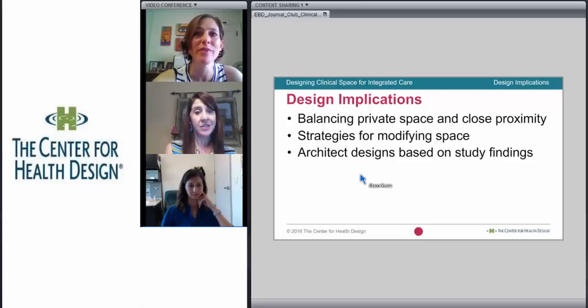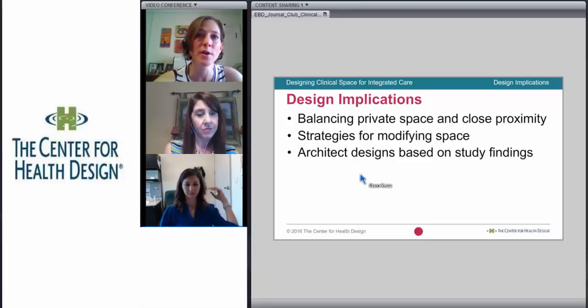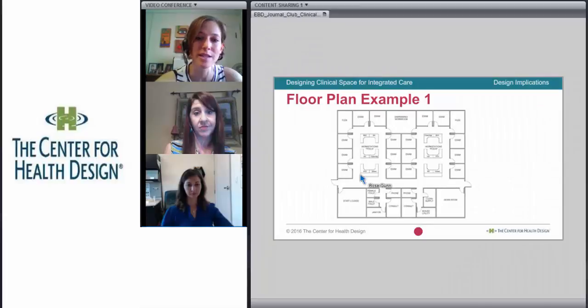So there was really a variety of options that folks have, and design implications. But I think regardless of whether you're building new facilities or remodeling, we worked with the study architect to come up with some space designs that might be helpful for practices when they're integrating physical and behavioral healthcare teams. So here's what's next.